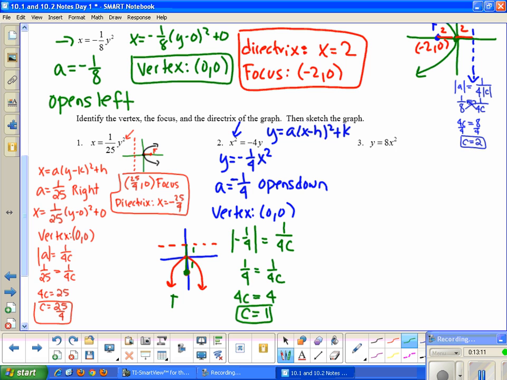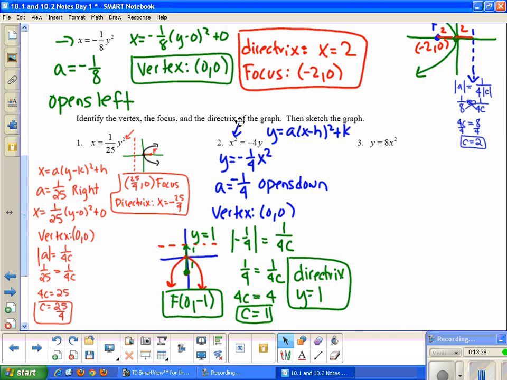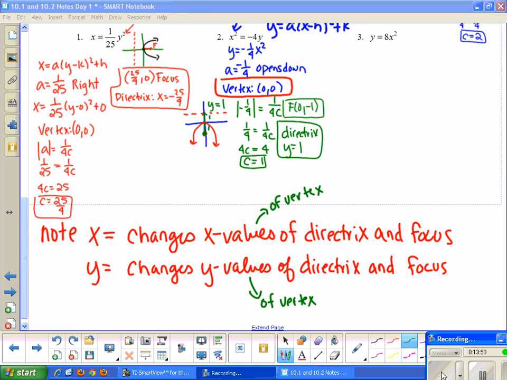So then that means that my focus, we are changing the y value of my vertex because notice we're going down. So it would be 0, negative 1. So that's my focus. And that means the directrix then would be y equals, and we're going up 1, so y equals 1. So notice that when we have x equals a graph, you're changing the x coordinates for the focus and directrix. When you have y equals, you're changing the y coordinates for your directrix and focus.